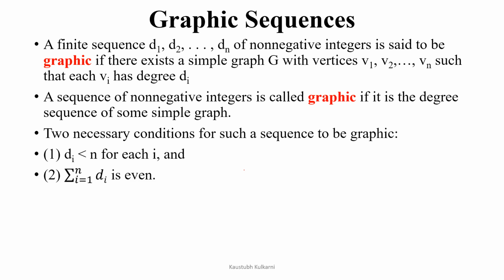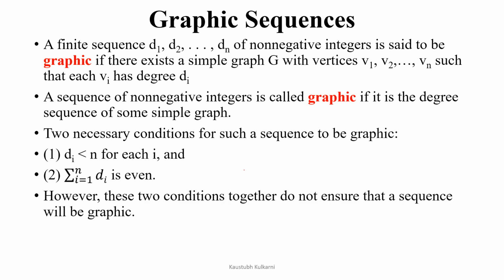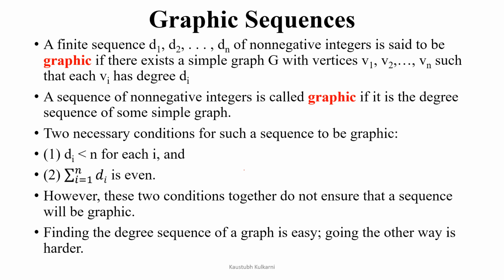The second condition is the sum of the degrees of all vertices should be even. This is by the handshaking lemma. Now, however, these two conditions together do not ensure that a sequence will be graphic. It is easy to find the degree sequence of a graph, but finding whether a degree sequence is actually a degree sequence of some graph is harder.